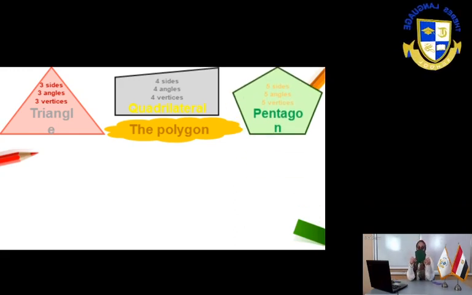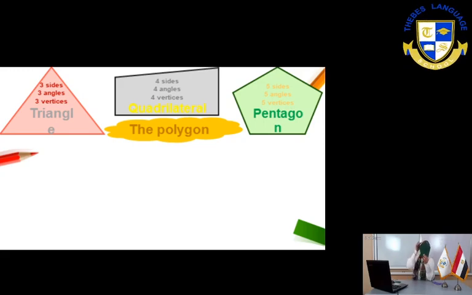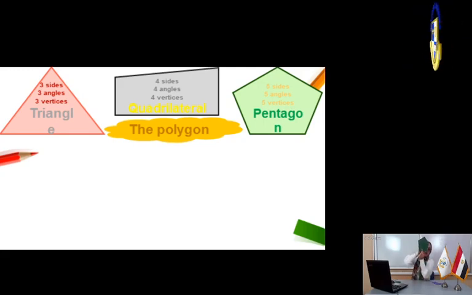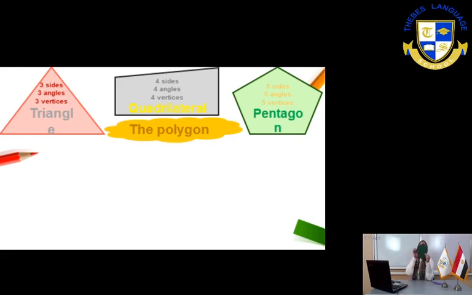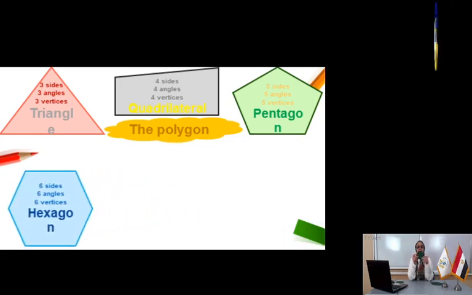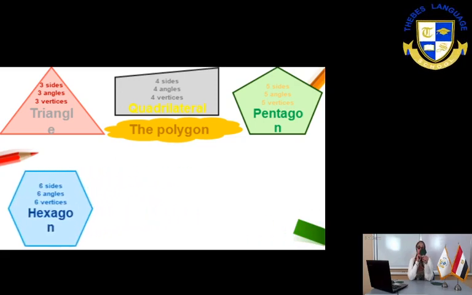Next polygon, the pentagon. A pentagon is a polygon which has how many sides? Count with me. 1, 2, 3, 4, and 5. So the pentagon has 5 sides. And how many vertices? Also 5 vertices and 5 angles. Next polygon, it's a hexagon. A hexagon has 6 sides and 6 vertices and 6 angles.